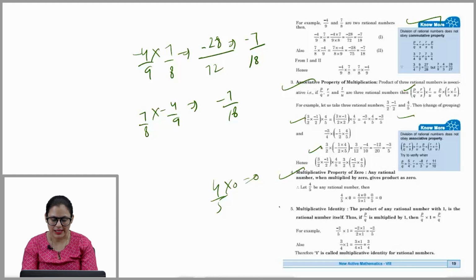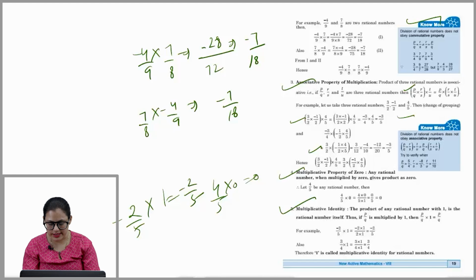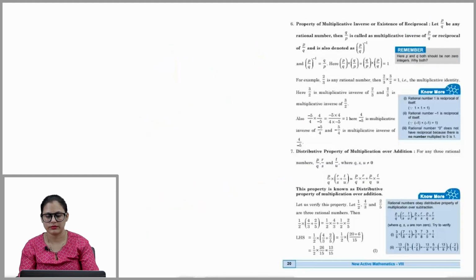Okay. Number 5, multiplicative identity. The product of any rational number with 1 is the rational number itself. If p/q is multiplied by 1, then p/q times 1 is equal to p/q. For example, if you are multiplying this rational number by 1, you will get the same answer, right? And therefore, 1 is called the multiplicative identity for rational numbers. Okay. Note: division of rational numbers doesn't obey associative property.